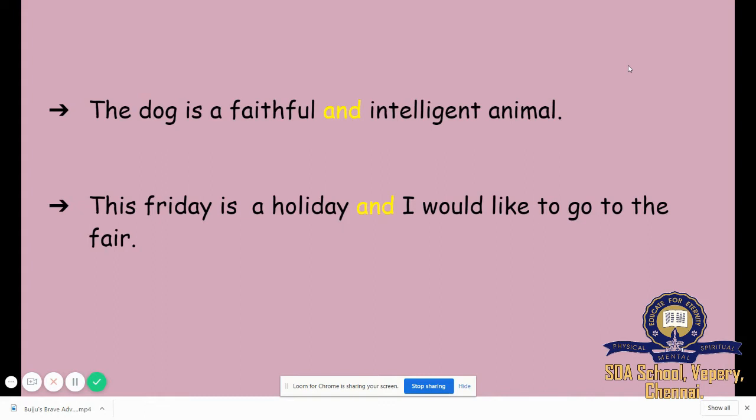This Friday is a holiday. Yes. Then the extra information they have given is I would like to go to the fair. So we use and when we want to add extra information. So here the extra information they have given is I would like to go to the fair. Yes. So now we learned how to use and. Next we will learn how to use but.